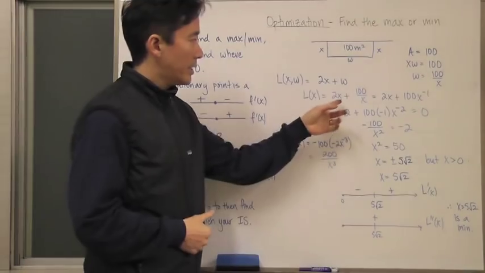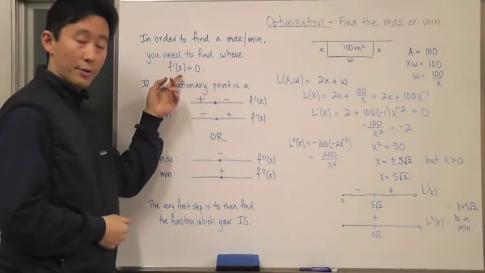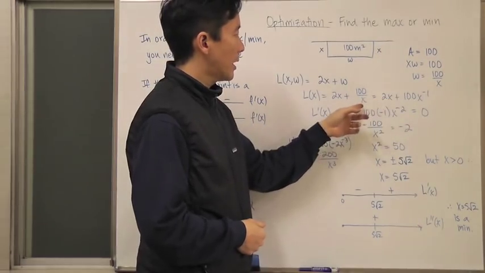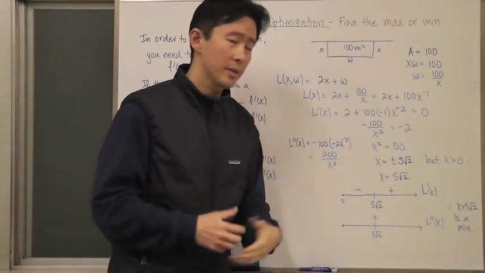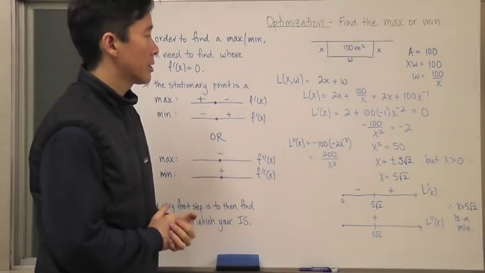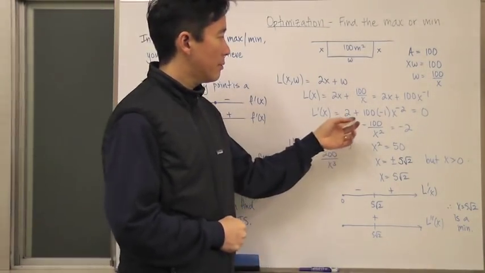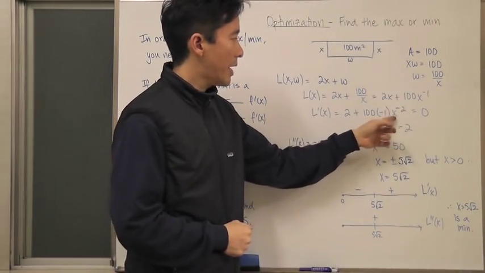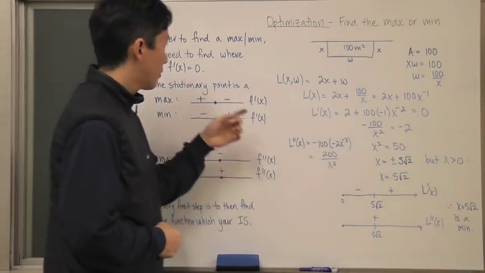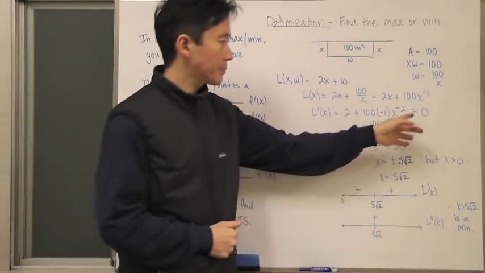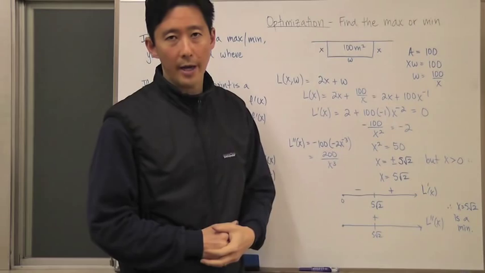So let's differentiate, because we said that's the first thing we need to do. We go 2x plus 100 times x to the negative 1, because we don't want to use the quotient rule. We just want to use the power rule. So L prime of x is going to be 2 plus 100 times negative 1 x to the negative 2. Now, of course, we want to take that first derivative, set that equal to 0, and solve for x.